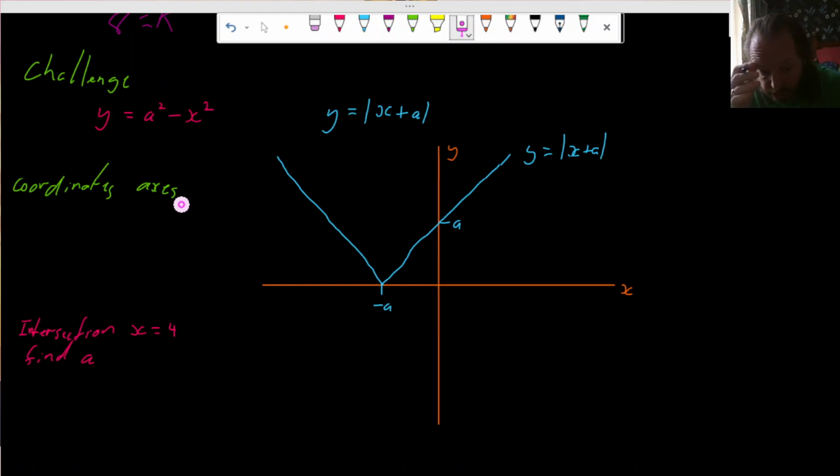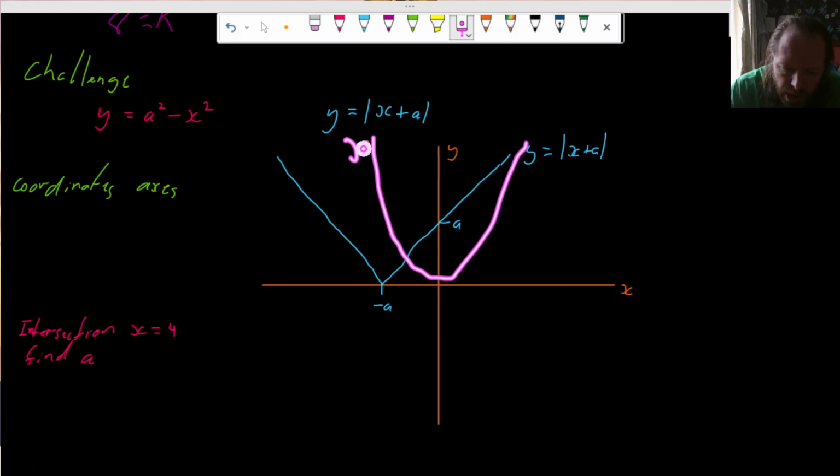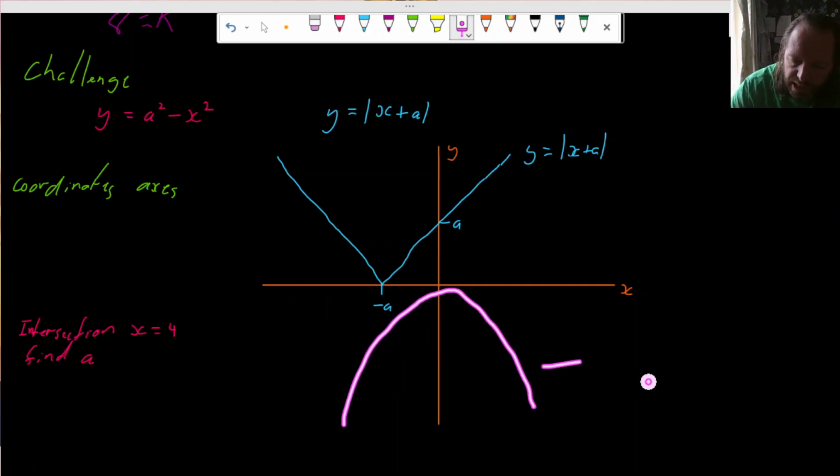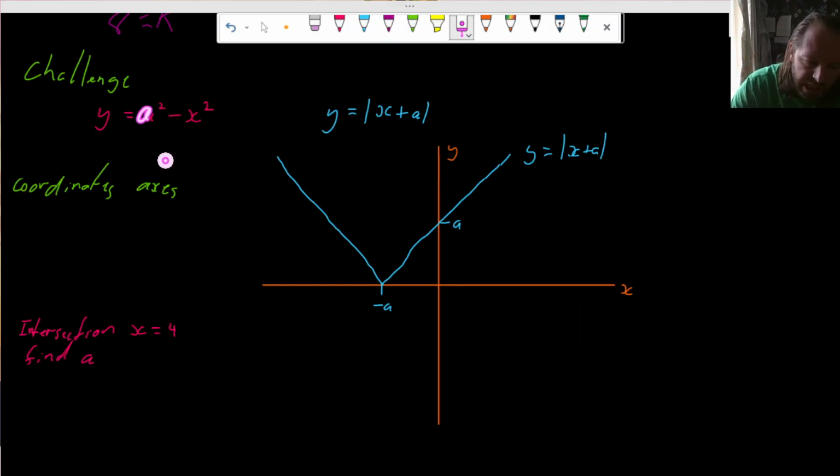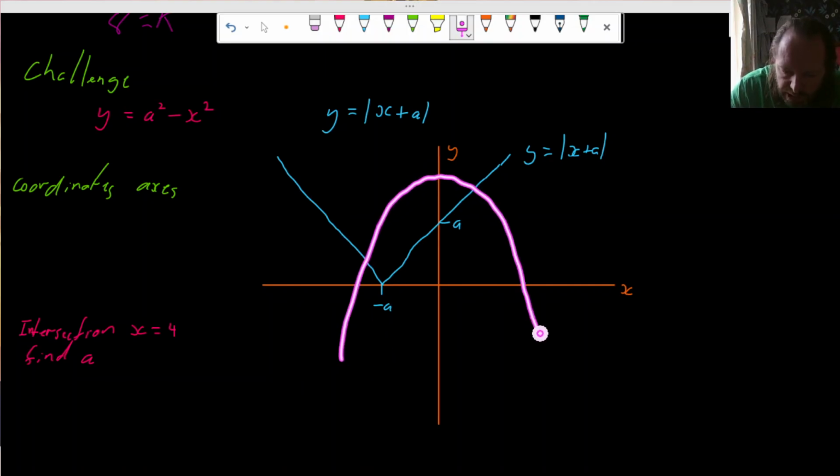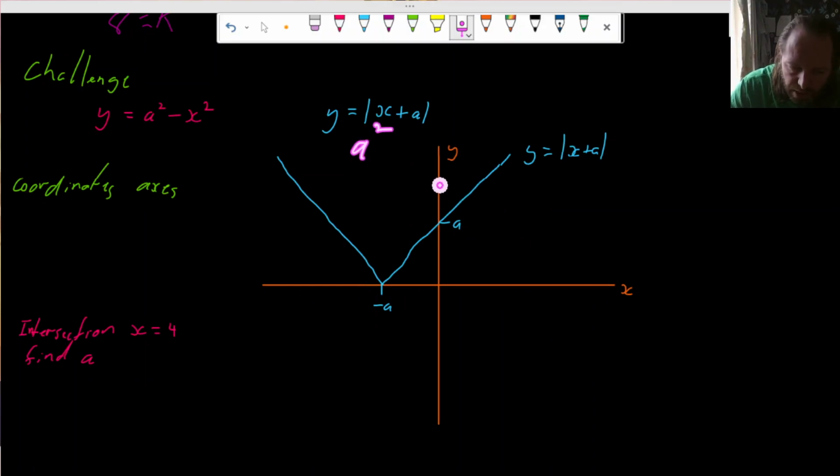y equals a squared minus x squared. Okay, so we know if we have an x squared, that's x squared, and so if we have something like that, that's a minus x squared. And then because we've been told a is a constant, it will be coming raised up like that, in some way, shape or form, something like that. And of course that will be the a squared up there.